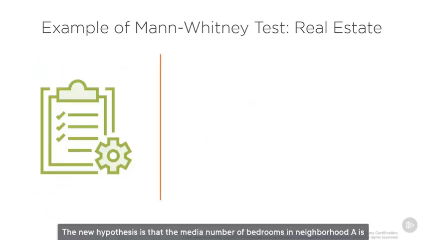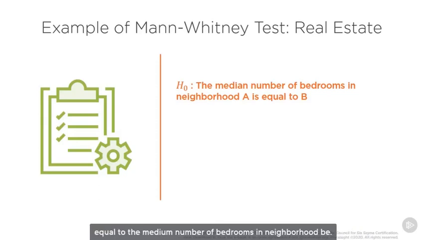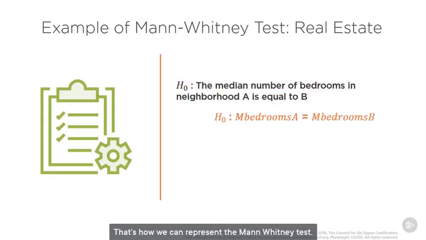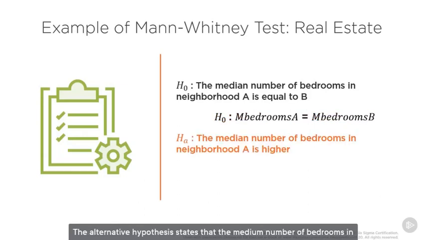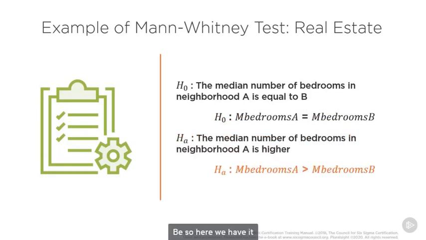The null hypothesis is that the median number of bedrooms in neighborhood A is equal to the median number of bedrooms in neighborhood B. That's how we can represent the Mann-Whitney test. The alternative hypothesis states that the median number of bedrooms in neighborhood A is higher than in neighborhood B. So here we have it.